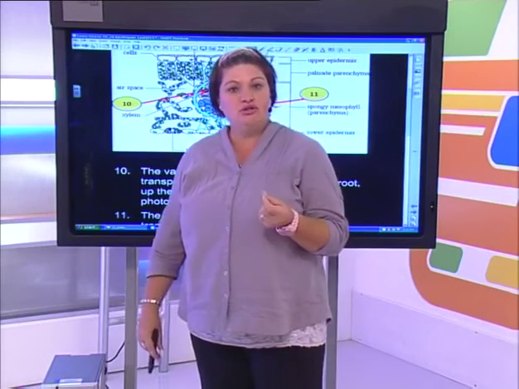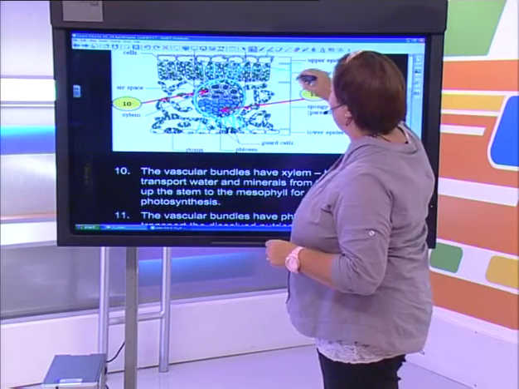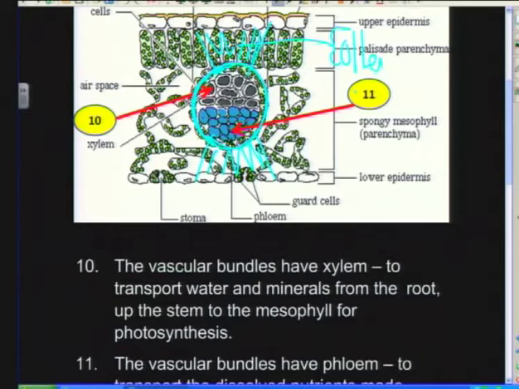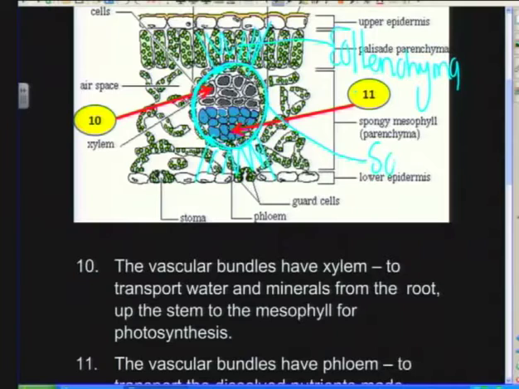What are our two strengthening tissues? At the top over here, we are going to find parenchyma, and around the vascular bundle, like a vascular bundle sheath, we are going to find sclerenchyma.